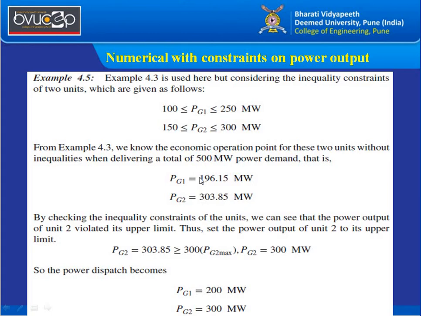This method is the same for calculating the values of PG1 and PG2, that is, to calculate the incremental costs lambda 1 and lambda 2, and then equate those two together as the equal incremental rate. After solving two equations for the two unknowns, we get the values of PG1 and PG2 as 196.15 megawatt and 303.85 megawatt. By checking the inequality constraints of the units, we can see the power output of unit 2 violated its upper limit.